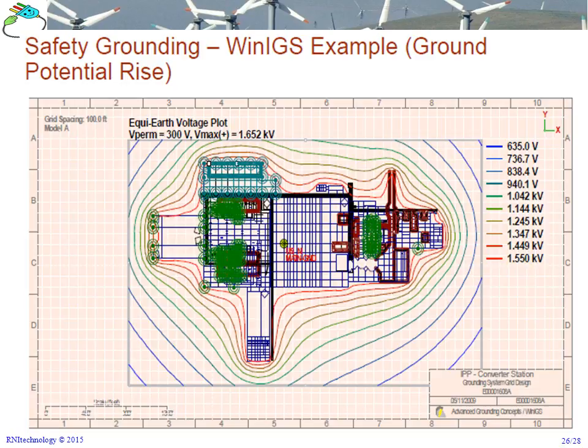This reduction factor you will use in the calculation of the permissible step and touch voltage in IEEE 80. So the analysis using WinIGS will show you the levels of gradients of ground potential rise, and you see that in different colors. The blue one will show you a lower level of, let's say, 635 volts, and the highest level can show you more than 1550 volts. You'll see from the calculation on the top, the maximum voltage is 1.652 kilovolt.